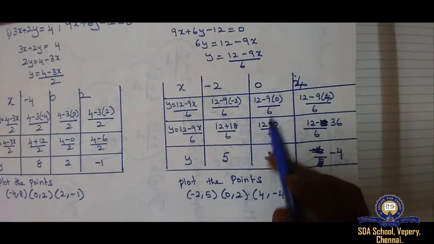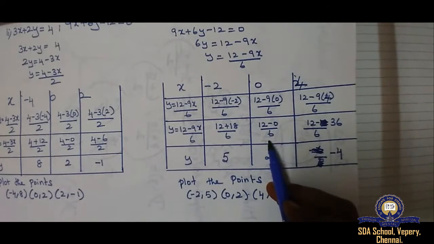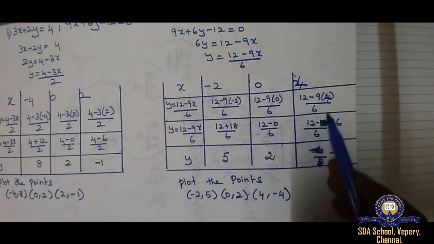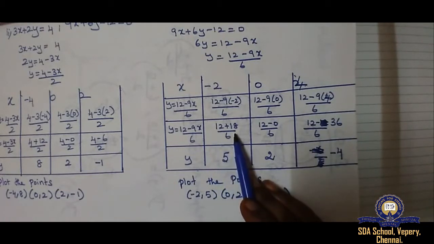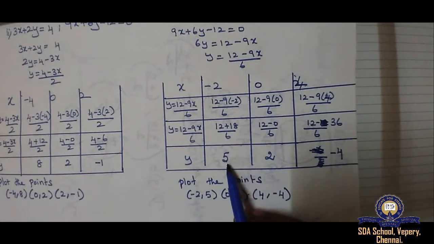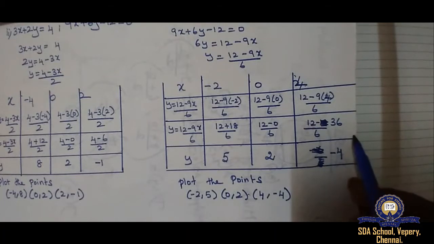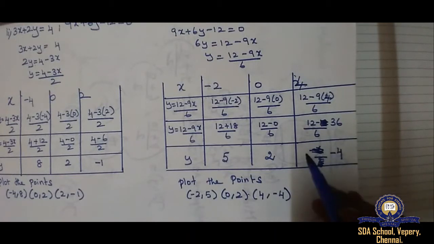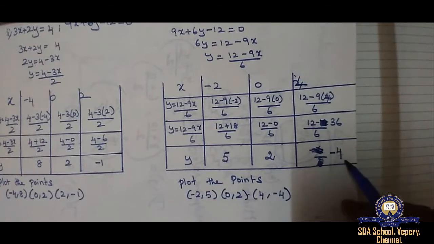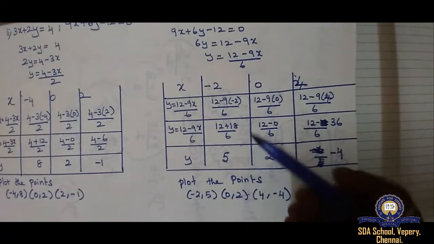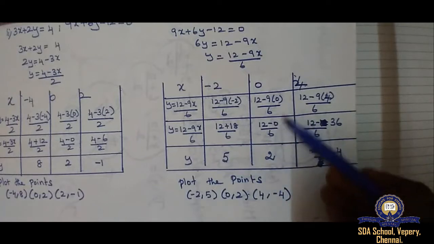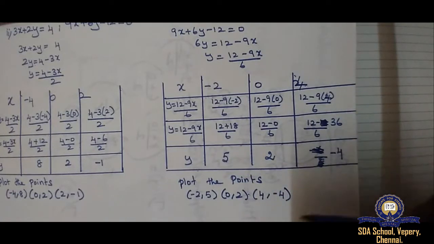Then 12 minus 9 zeros are 0, so 0 divided by 6. 12 minus 9 4s are 36, divided by 6. Next step, 12 plus 18 is what? 12 plus 18 is 30. 30 divided by 6 is 5, since 6 5s are 30. 12 minus 0 is 12. 12 by 6 is 2, since 6 2s are 12. 12 minus 36 is minus 24. Minus 24 by 6 is 4, since 6 4s are 24. So minus 4. If I plot the points: minus 2 comma 5, 0 comma 2, 4 comma minus 4.